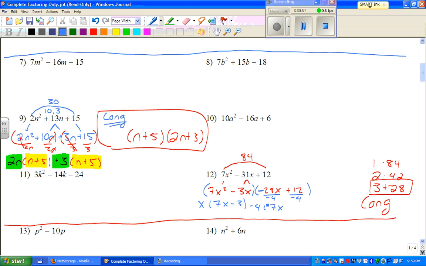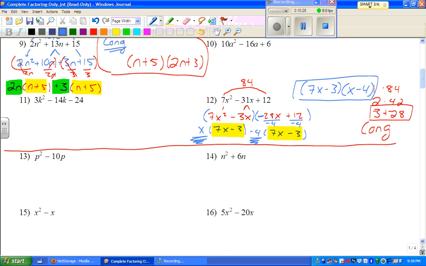Okay, so now those match. 12 divided by negative 4 is negative 3. So now both of my parentheses match. That's fantastic. That's what I wanted. So 7x minus 3 is one of the parentheses. And what's left over? The x and the minus 4. So x minus 4 is the other parentheses. We are all good to go for this one as well. That's the long method.